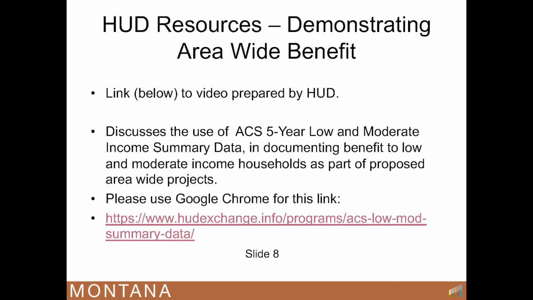On slide 8, there's a little bit more information in regards to HUD resources related to demonstrating area-wide benefit. You will see there's a link below to an excellent video prepared by HUD. This video discusses the use of ACS, or American Community Survey, 5-year low and moderate income summary data for use in documenting benefit to low and moderate income households as part of proposed area-wide projects. Please use Google Chrome to access this link.